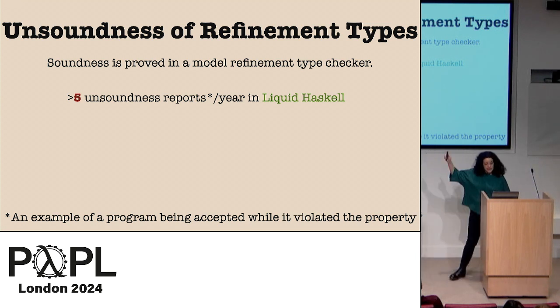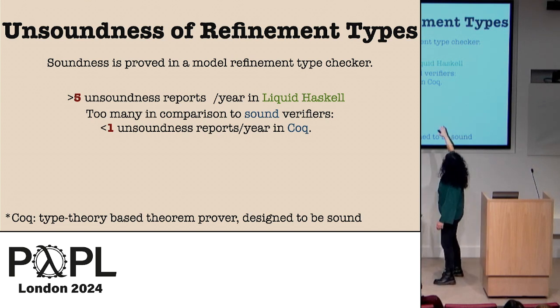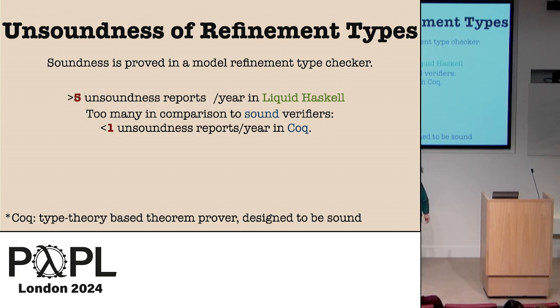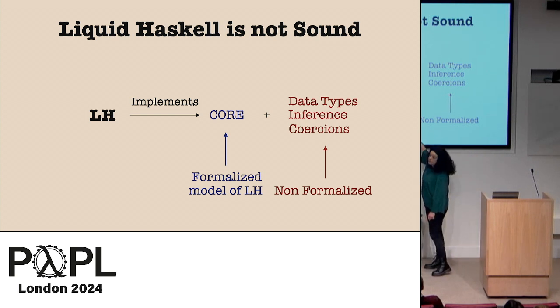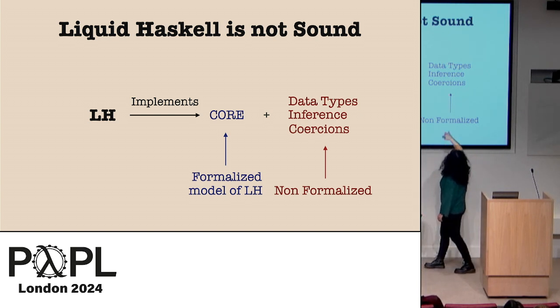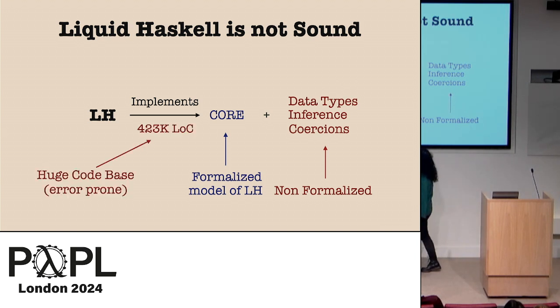And again, the soundness bugs are a lot compared to more sound developments, like Coq, for example, that is proven to be sound. There is about 1 or less soundness bug per year. The reason is that Liquid Haskell implements some core that is formalized, its model is formalized, but it also has many features that are not formalized. Also, the implementation is huge, so we call this the trusted code base, and we trust that this actually implements whatever is proved in the model, right?